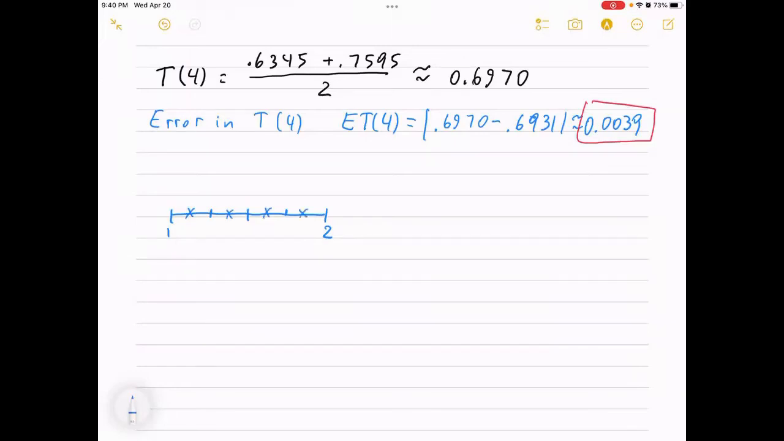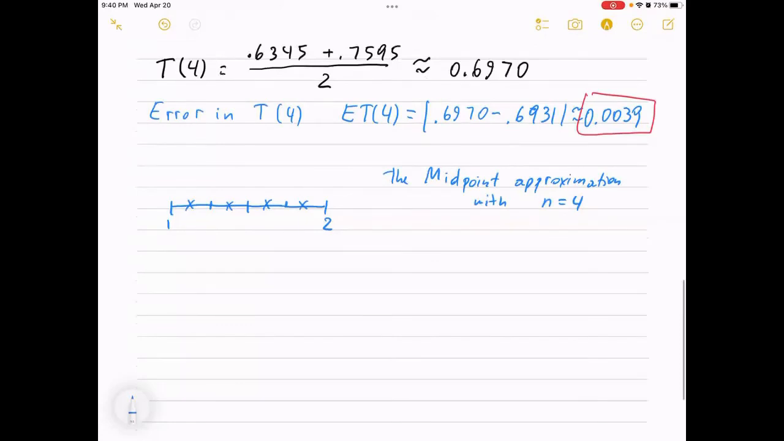So we'll try to do the midpoint approximation if n equals 4. So let's do the calculations. I'm going to be using M4 to denote that approximation. Firstly, I have to find those midpoints.